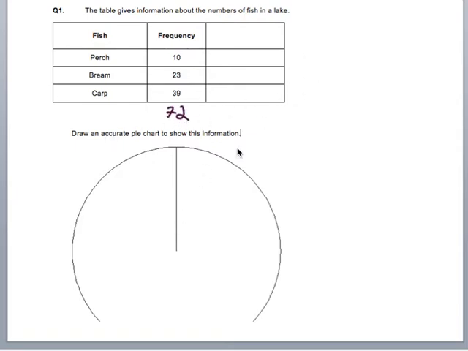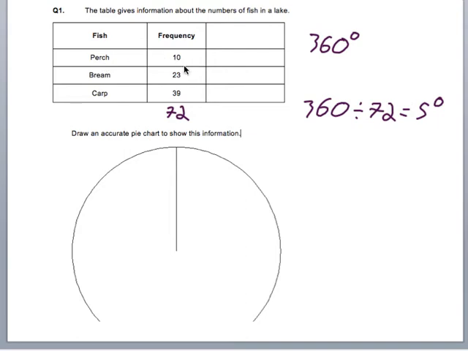One of the facts I already know is that there are 360 degrees in a full circle. So what I have to do in order to draw the pie chart is find out how many degrees one fish represents. The way I do this is I divide 360 by my total frequency. So I divide 360 by 72. That gives me an answer of 5 degrees. So each individual fish is represented in the pie chart by 5 degrees.